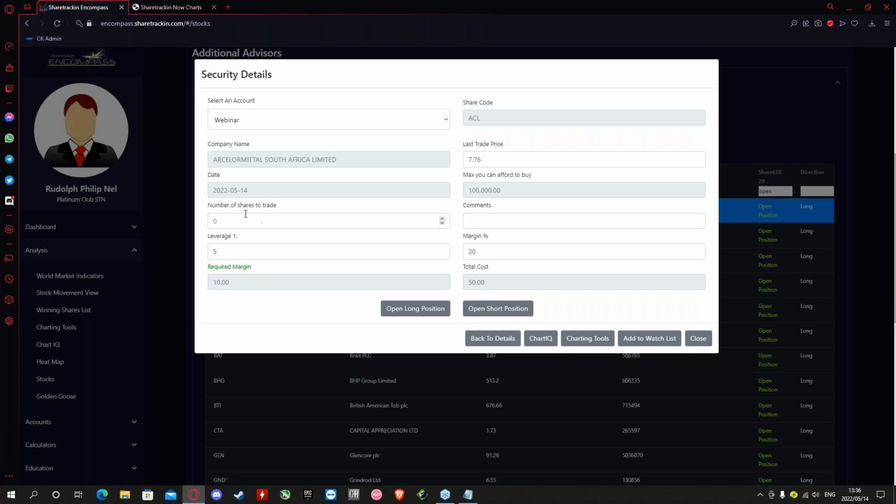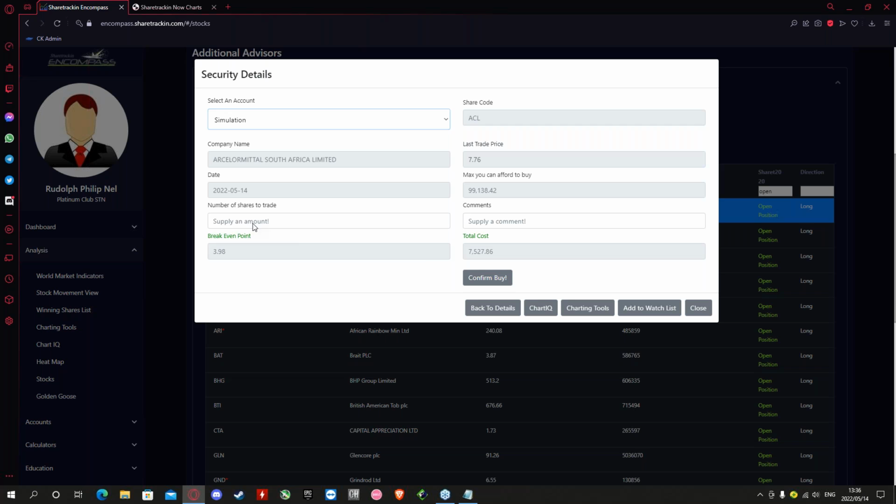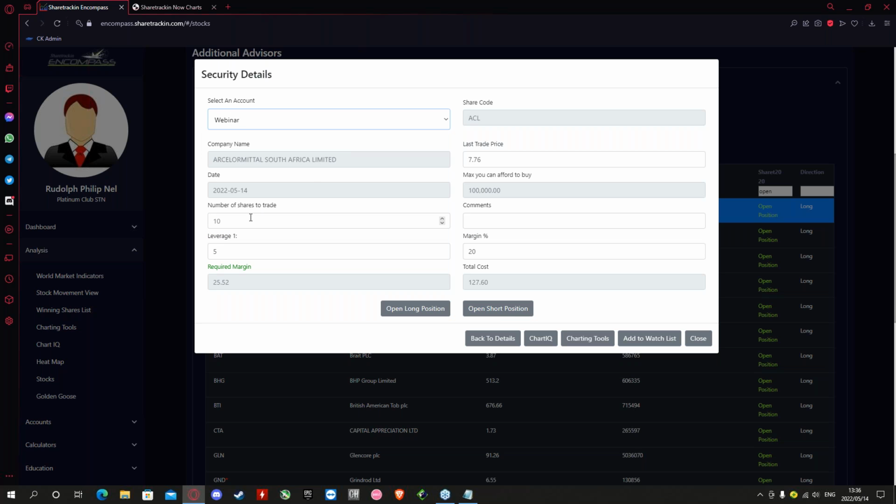Okay, so over here we're going to go and enter a number of shares to trade. So let's take 10 for now. So 10 shares would cost us 25 Rand and 52 cents. Okay, so because remember we pay only 20% of the original price. Okay, so if it was a normal equity, if we had to go to simulation and say 10, it would cost us 215 Rand if it was an equity. Okay, but because it's a CFD, we are only paying 25 Rand, but our exposure is 127 Rand.